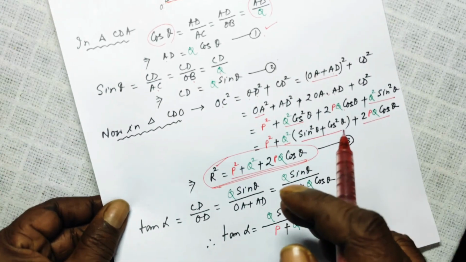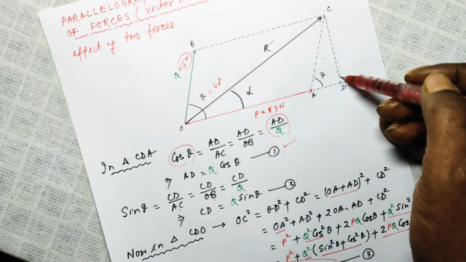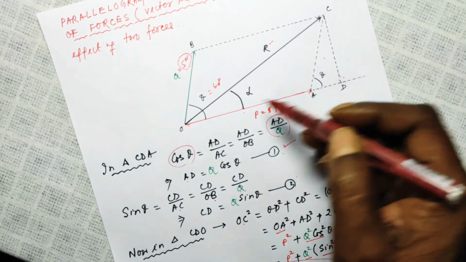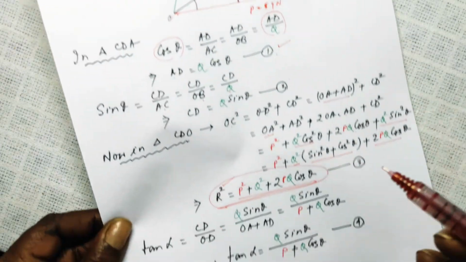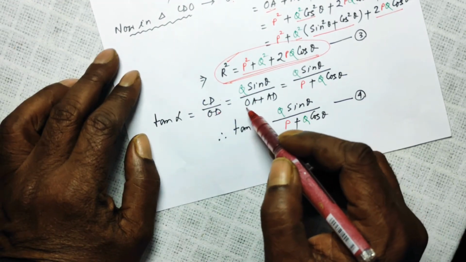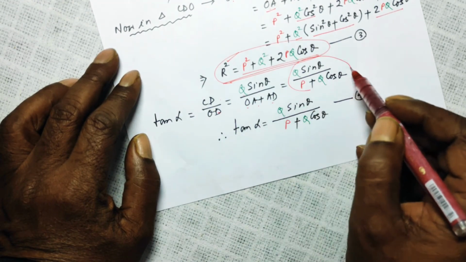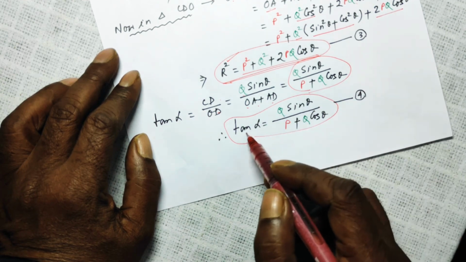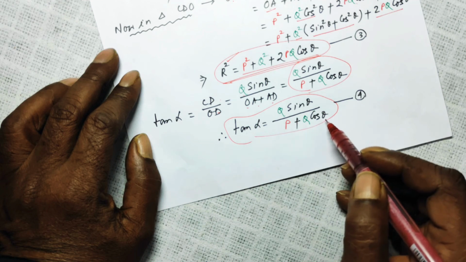Now, similarly, in the same triangle CDO, if this angle is alpha, tan alpha will be CD over OD. Now put the value of CD and OD. OD is OA plus AD. This comes out to be Q sin theta over P plus Q cos theta. So I have summarized here: tan alpha is Q sin theta over P plus Q cos theta.